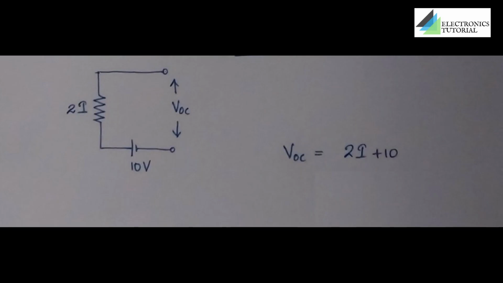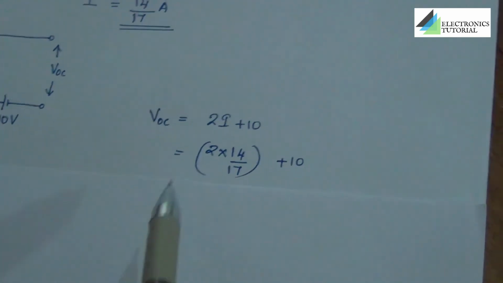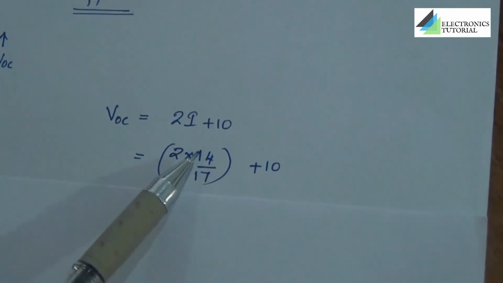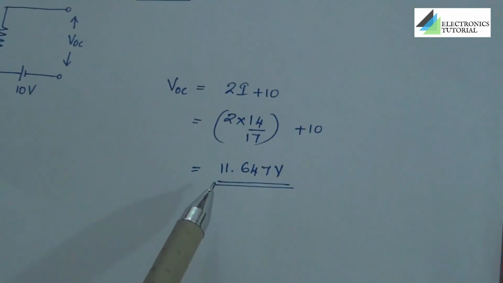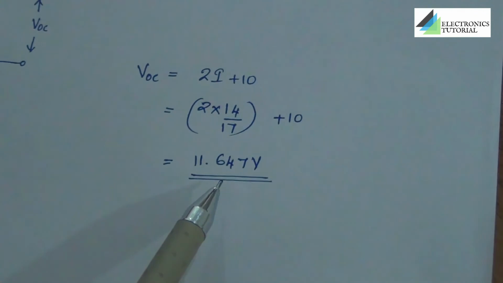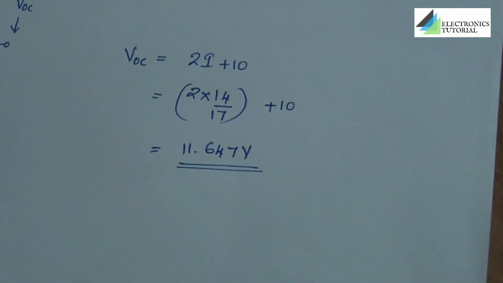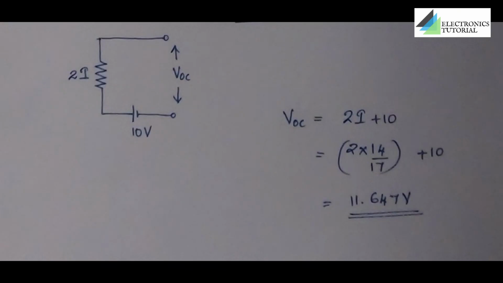Now we will try to analyze the second loop. When KVL is applied to this loop, we can get an expression as VOC is equal to 2I plus 10. We can substitute the value of I in this equation: 2 into 14 by 17 plus 10. And we'll obtain it as 11.647 volt. We got the value of VOC and now we are close to our final answer.